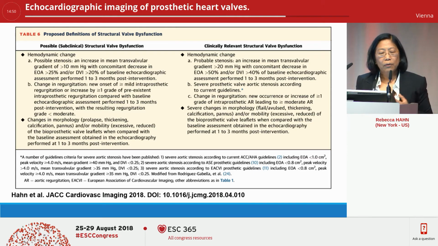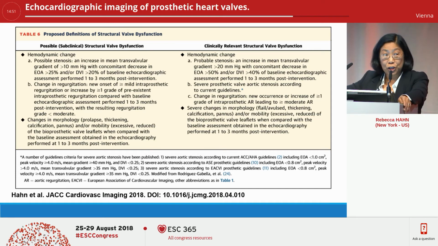And therefore, for possible structural valve deterioration, we would like to add a measure of valve area, so EOA or DVI, to the current definition of structural valve deterioration. And indeed, this is what VARC 3 will do when it's published later this year. And so an EOA of one standard deviation above what is accepted, again, this is assuming that you don't above the baseline, and then greater than 20% of the DVI above the baseline is considered abnormal.